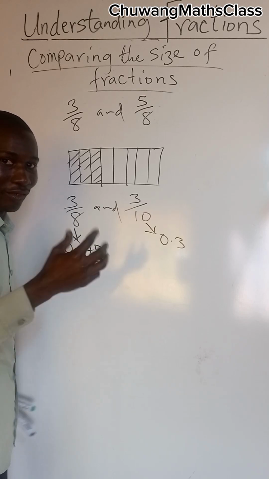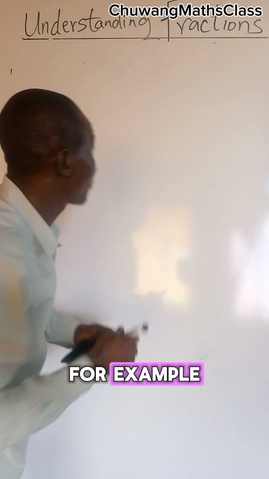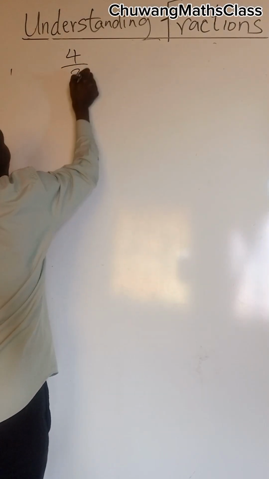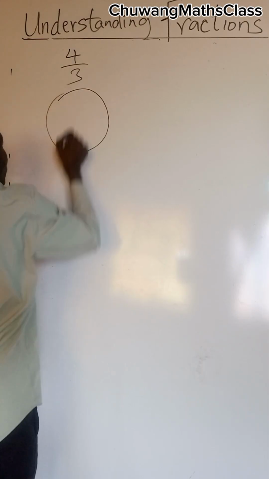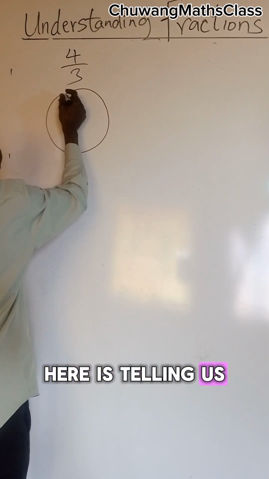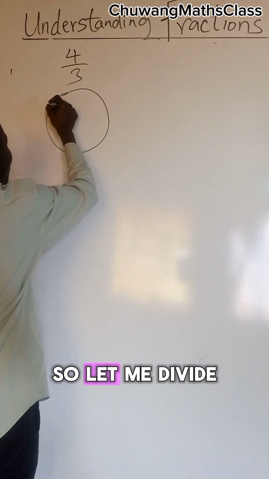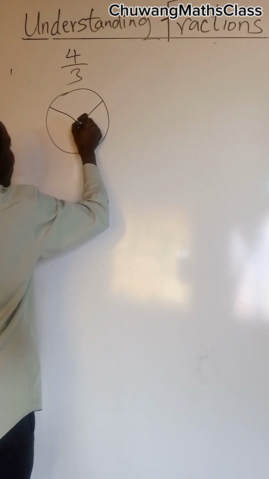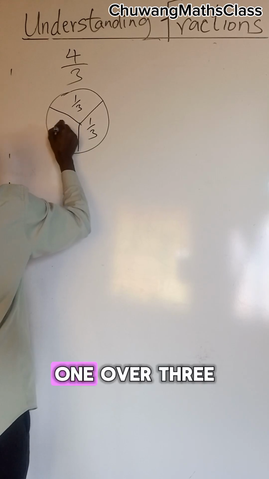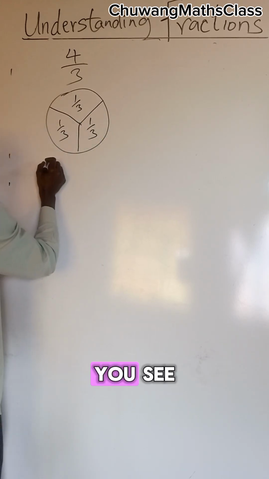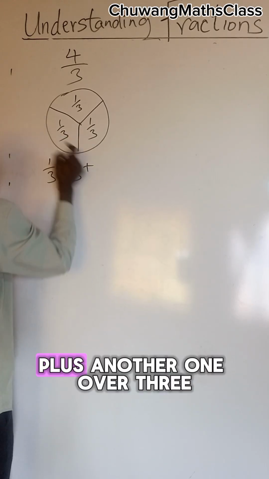Okay, we would also like to state that not all fractions are less than 1. For example, when we have 4/3, let me do a diagram to show this. This 3 here is telling us that we have a shape that is divided into 3 equal parts. So let me divide this one into 3 equal parts. So this is 1/3. This part is also 1/3, 1/3. Now let me add this one. You see, this is 1/3 plus 1/3, this one plus another 1/3.